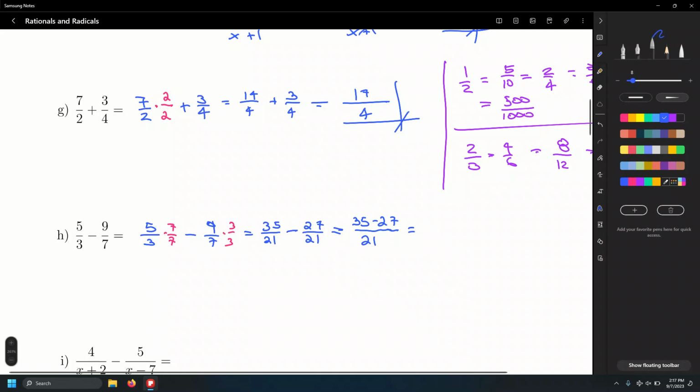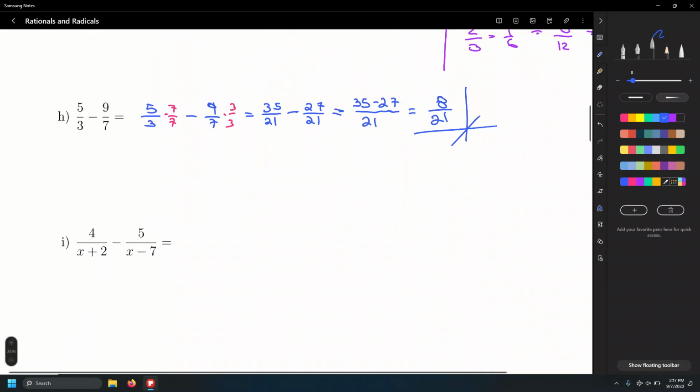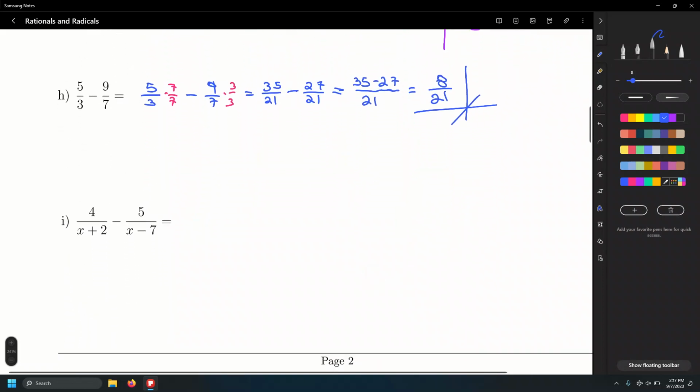That's a 21, right? That's an 8 over 21. All right, so that's how we combine fractions together whenever they don't have the same denominator. And we're going to use the same idea to simplify those containing variables, like 4 divided by x plus 2 minus 5 divided by x minus 7.